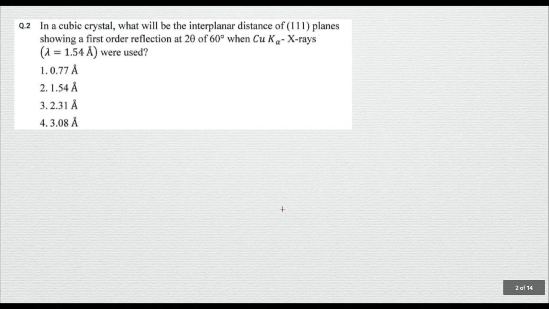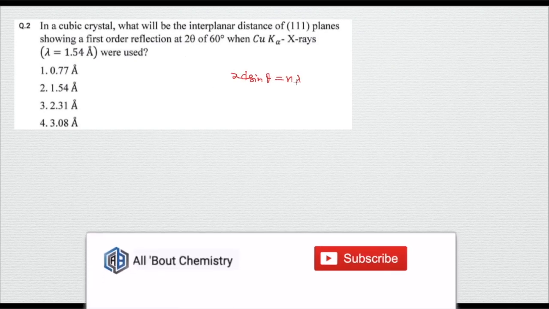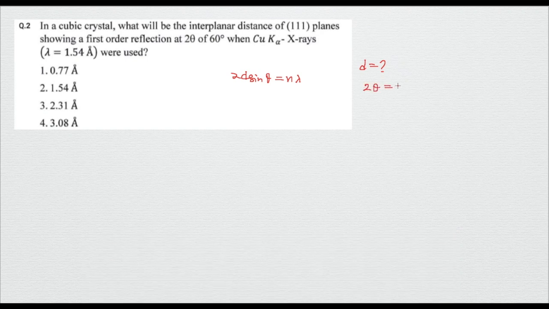Alright, so the first question over here says that in a cubic crystal, what will be the interplanar distance of the 111 plane showing the first order reflection at 2 theta of 60 degrees when X rays are used, and the wavelength of the X rays, lambda, is 1.54 angstrom. Now this is a very easy question. What you have to use is Bragg's equation, that is 2d sin theta equals n lambda. What they are asking is d, that is the interplanar distance, and 2 theta is given as 60 degrees. So that's the glancing angle which is given to you.